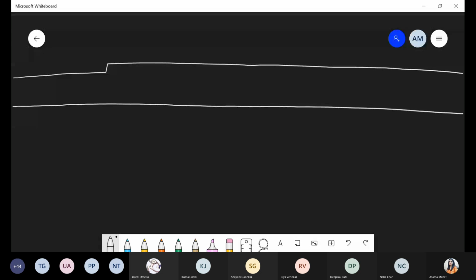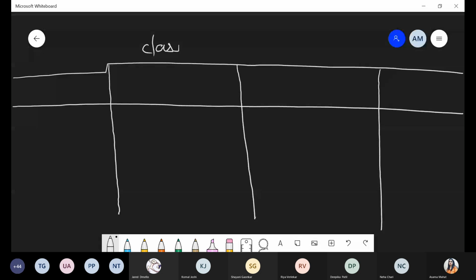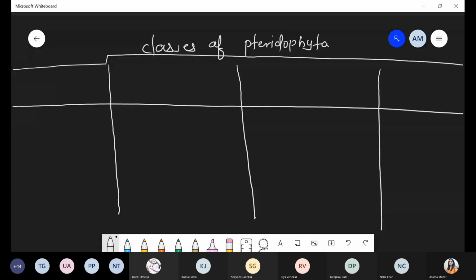Okay, so divide your page into a total of four sections, because now we are talking about classes of Pteridophyta, and we are taking only the unique part. We will not sit and differentiate everything, because that is the best of all. First of all, we are talking about the first class, which is the primitive one, because you know very well, when you start writing from the left hand side, that represents the primitive position, and when you stop at the right hand side, that represents the advanced position.